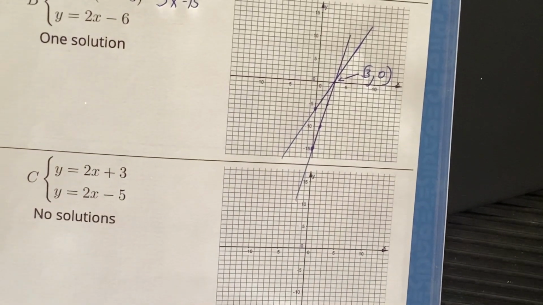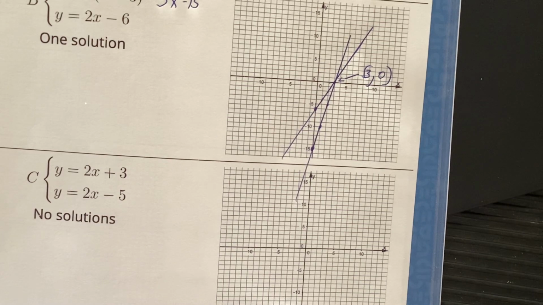All right, must be having some technical difficulties because it is still recording, but it's not showing on the screen there. But the other one, the top equation, you should have 5x minus 15. Graph it, and the bottom one, of course, is 2x minus 6. They should meet at (3, 0) when you graph it.